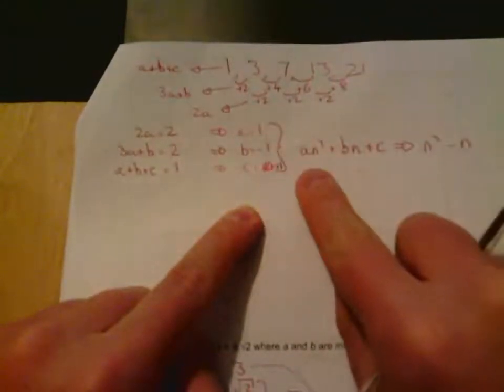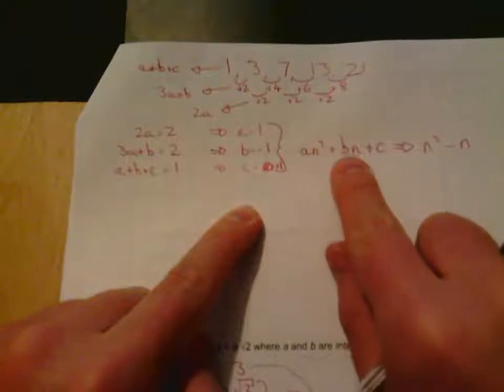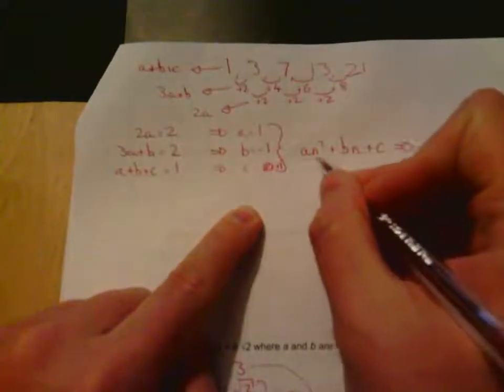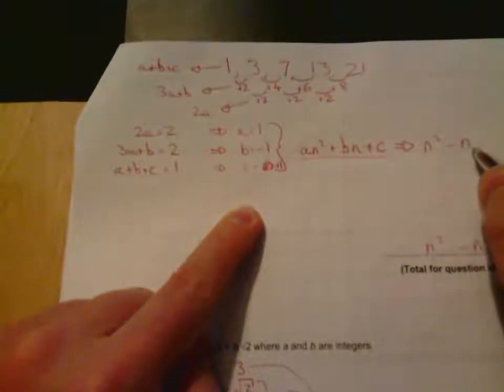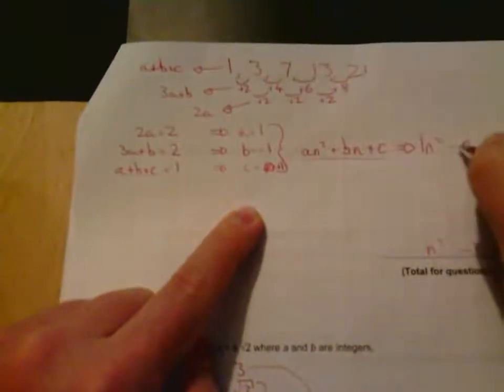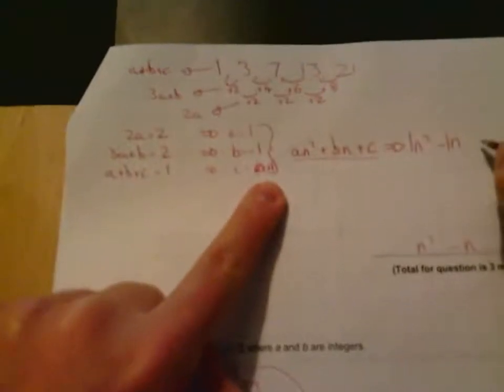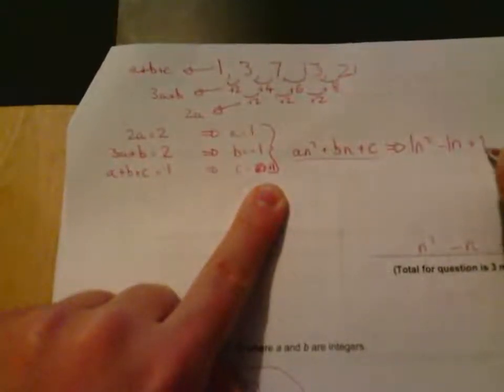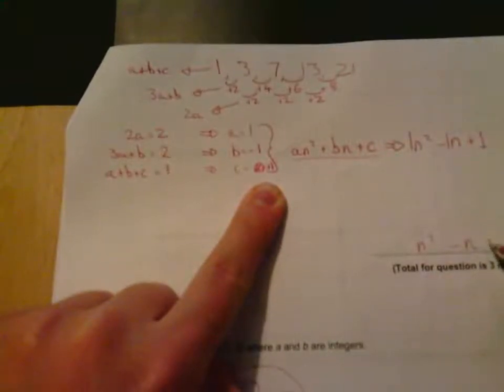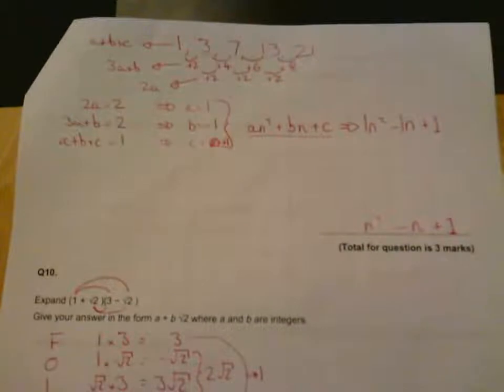I then use those in this format, an squared plus bn plus c, because this here is your general nth term for a sequence. n squared minus n, because all these are 1s, minus 1. And I've just realized my own error, which is a good job, I was checking my working out: +1 on the end. And that allows me to also put +1 there on my answer line. Apologies for the error earlier.